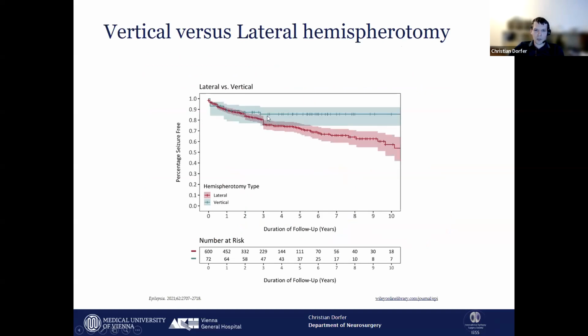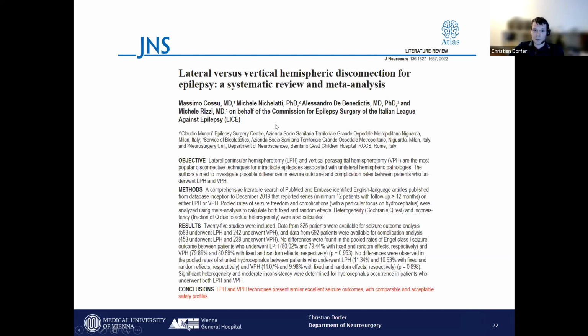The vertical approach seems to be a little bit better in the long run, we have 10 years here, than the lateral approaches. You see here over 600 patients, and one limitation of this study, of course, is we have 600 patients with the lateral approaches and only 72 for the vertical approach, and half of it, or even 2/3 of the patients, came from our institution. So in this literature review, for example, from last year, beautiful from Massimo Cossu, over 800 patients, 25 studies: lateral and vertical techniques present similar excellent seizure outcomes.